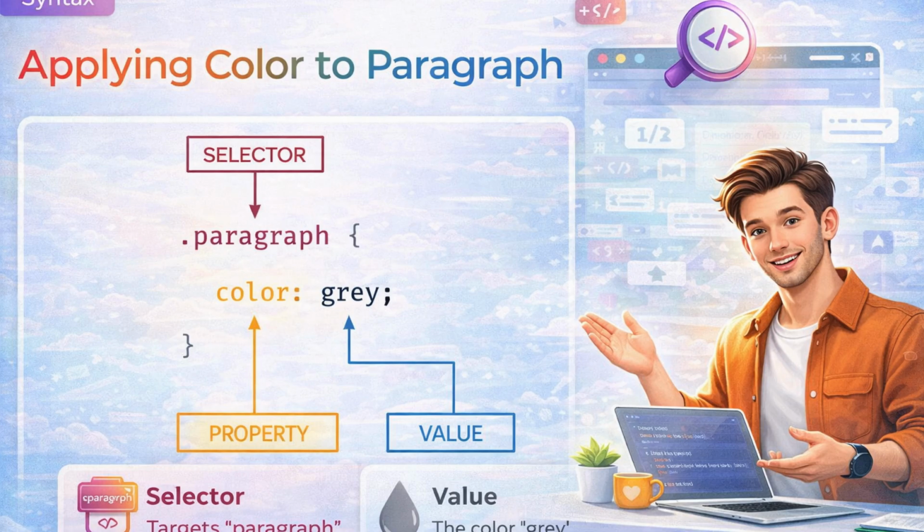Selector means targets the element. Property means what you want to change: color. Value means how you want it to look: gray. So basically, we are telling the browser, make all paragraph elements with this class appear in gray color. This approach is much cleaner and reusable compared to inline HTML styling. And guess what? This is how real-world websites are styled.